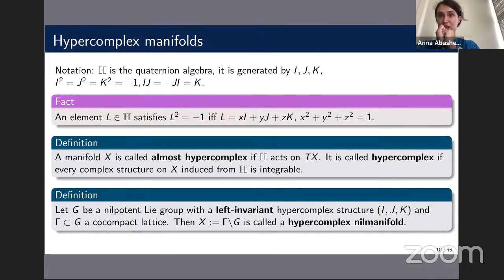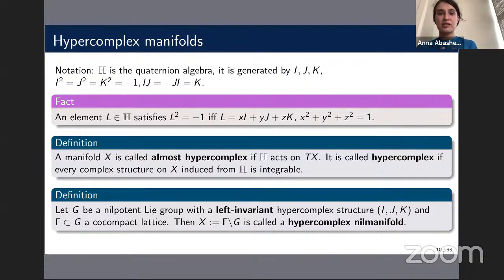I have to say a little bit about what a hypercomplex manifold is. Let's start with a little bit of notation. By this fat H, I always denote the quaternion algebra, namely a 4-dimensional algebra over the real numbers, which is generated by 3 complex structures I, J, K with quaternionic relations, which you probably know. They're written down on the slide. IJ equals K, and all 3 complex structures anti-commute.